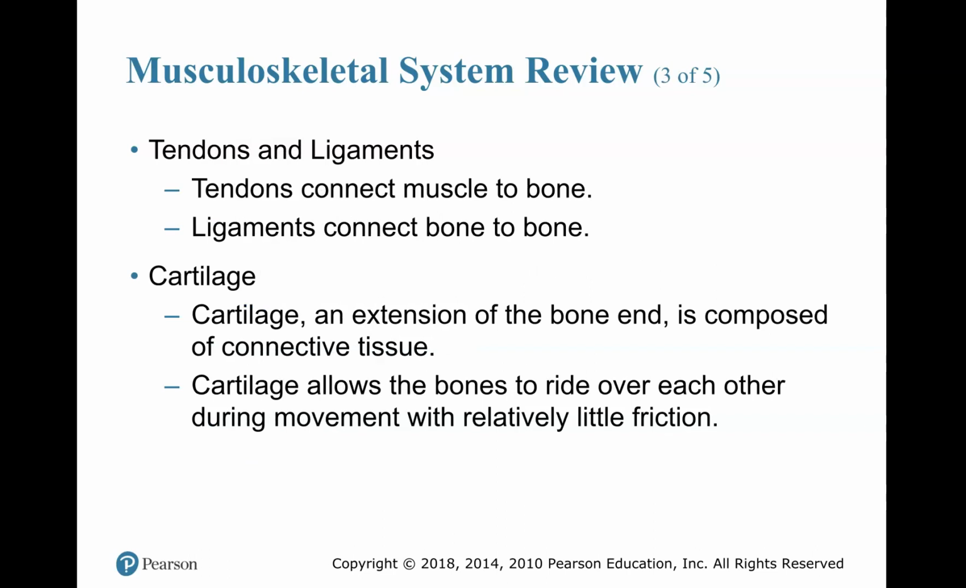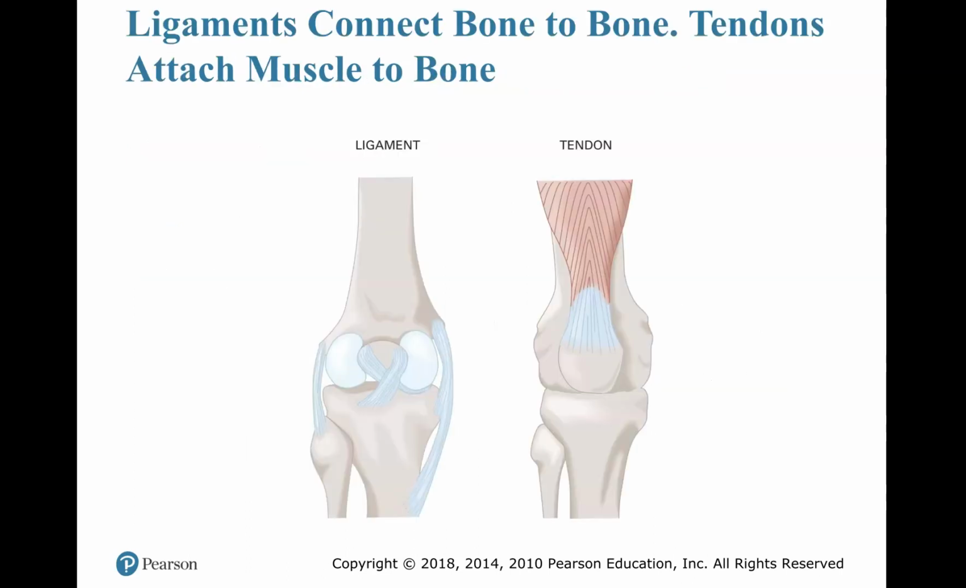Tendons and ligaments. Tendons connect muscle to bone. Ligaments connect bone to bone. That's very important that you remember the difference between the two. Cartilage. Cartilage is an extension of the bone end. It is composed of connective tissue. Cartilage allows the bones to ride over each other during movement with relatively little friction. Without cartilage, we would feel a bunch of grinding going on in our joints, and that's probably not very comfortable and very painful. Ligaments connect bone to bone, and tendons attach muscle to bone. So there's the difference right there. Ligaments on the left, tendons on the right.